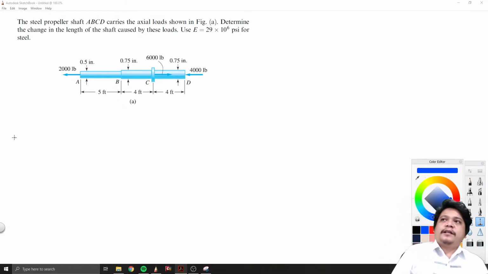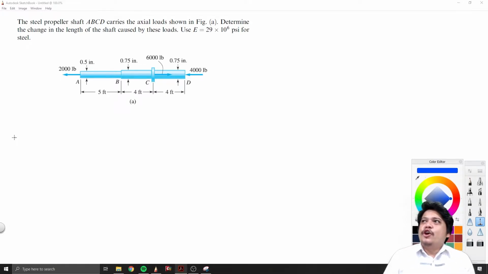A steel propeller shaft ABCD carries the axial loads shown. Determine the change in the length of the shaft caused by these loads. Use modulus of elasticity E equals 29 times 10 to the 6 psi for steel.